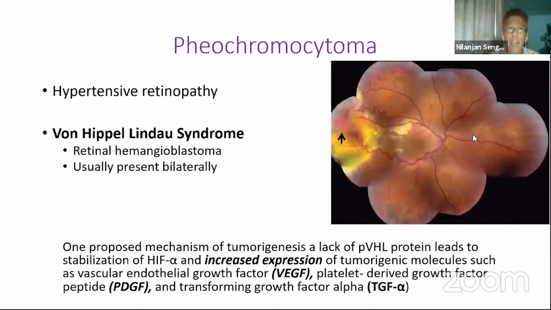Pheochromocytoma can be associated with hypertensive retinopathy as a complication of untreated hypertension, but the von Hippel-Lindau syndrome has been associated with typically retinal hemangioblastoma, which is usually present bilaterally. The exact mechanism is not known, but one proposed mechanism is increased expression of certain growth factors like vascular endothelial growth factor, platelet-derived growth factor, and transforming growth factor alpha because of a lack of protein, that is pVHL, that leads to this tumorigenesis.